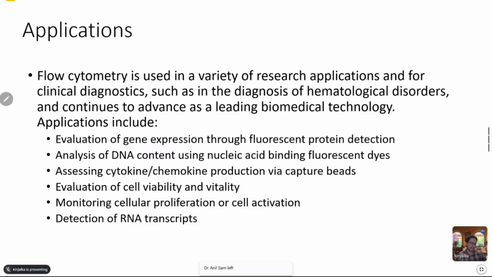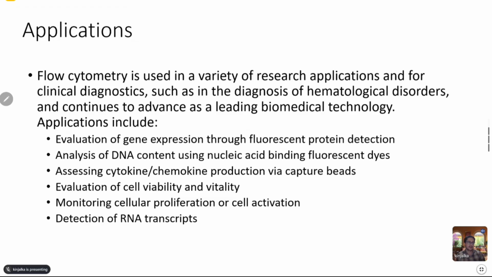Applications now, there have been a lot of advances in flow cytometry technology. It is now not restricted only to antigens, but you can also evaluate gene expression, analysis of DNA content, cytokine and chemokine production via capture beads, evaluation of cell viability and vitality, monitoring cell proliferation, and so on. If you remember, we had a lecture previously where we heard the term Luminex.